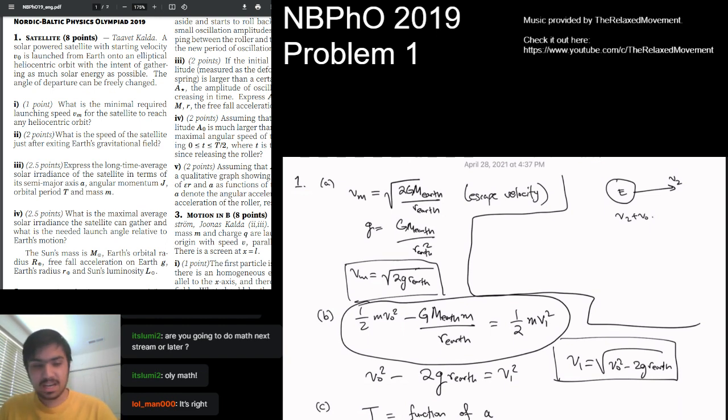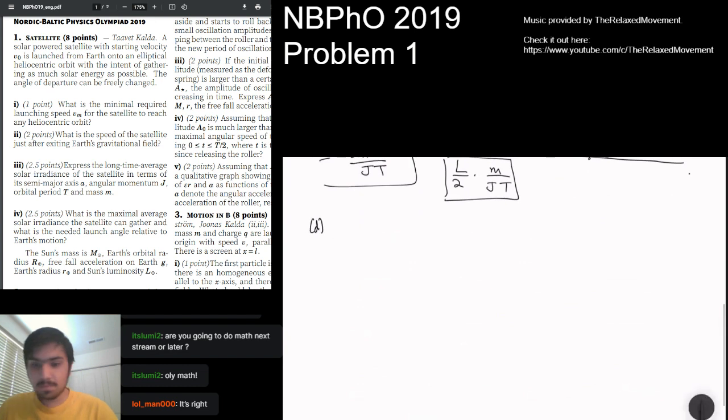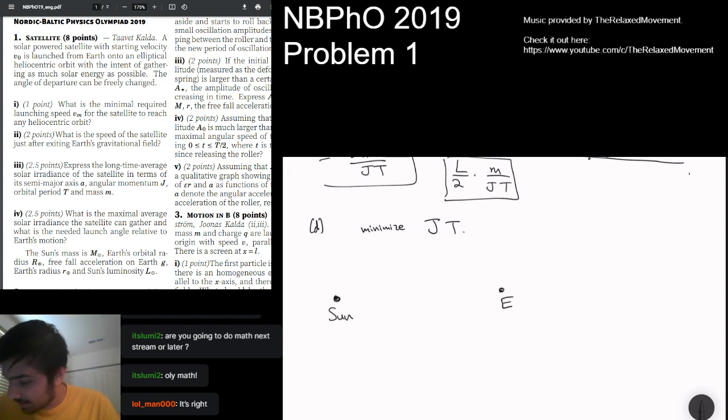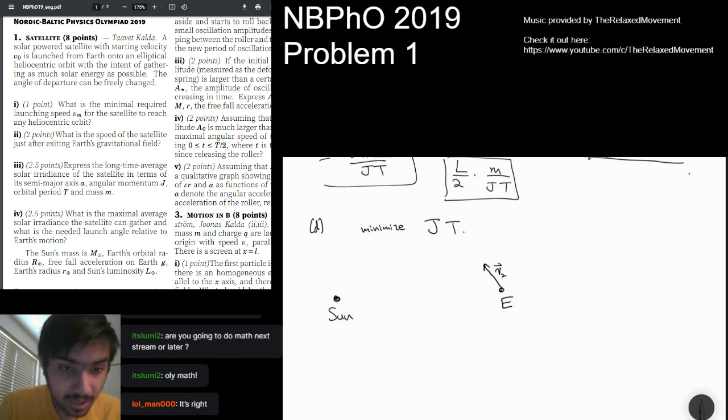This is just intuition for how you'd solve part D. By the way, for part D, I think we just want to minimize the time, because L and M are obviously constant. So let's say this is the Sun and this is the Earth. The Earth is already moving with some velocity, I'll call it v2. But then with respect to the Earth, you launch it with v0 at some angle.